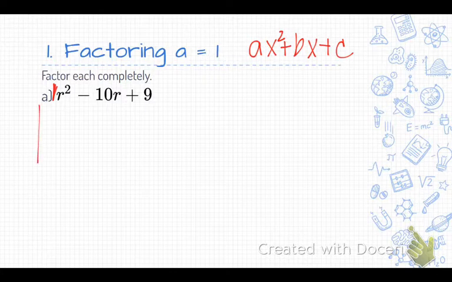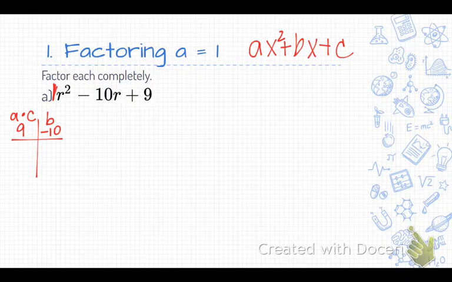So when I make my little t-table, what goes on the left side? It's our multiplication, which is what terms? A times c. So what is a times c here? It's 1 times 9, which is... And then what goes on the other side of my table? Addition, my b term. And what is my b term? Negative 10, okay? Do you follow so far?